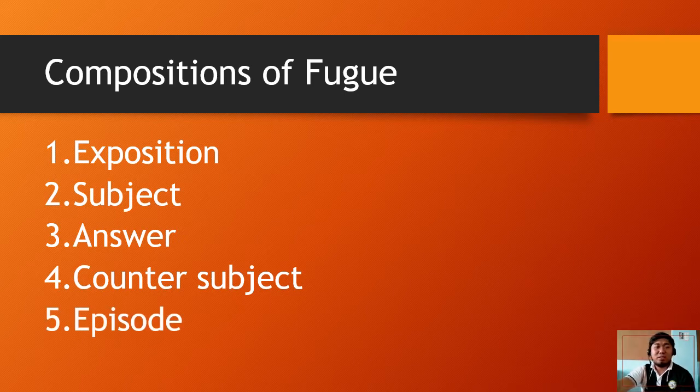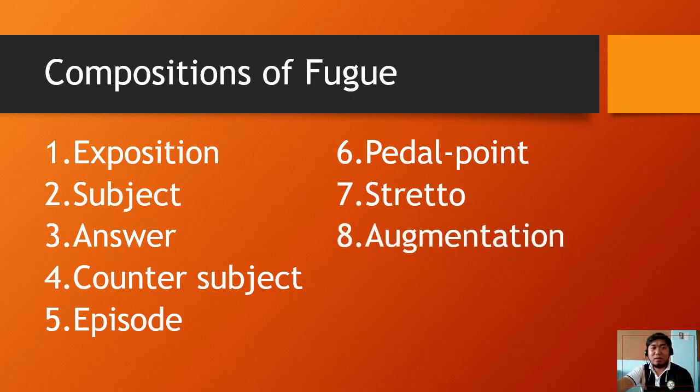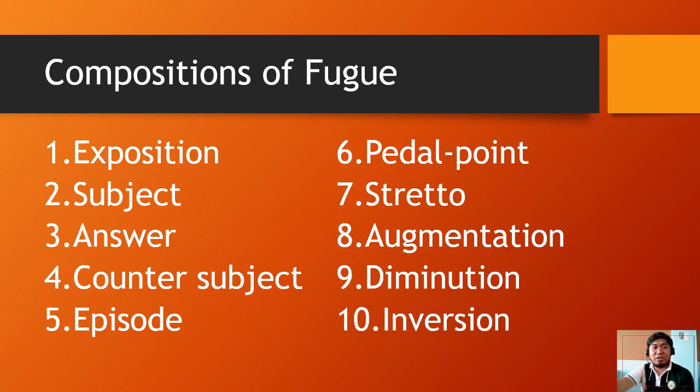Episode. Transitional section between the restatements of the subject. So pedal point, a tone held as the other voices make different harmonies. Stretto occurs when the subject and answer overlap. Augmentation, the lengthening of the rhythmic value of a subject. Diminution, the shortening of the rhythmic value of a subject. Inversion, the reversing of the intervals of the subject.